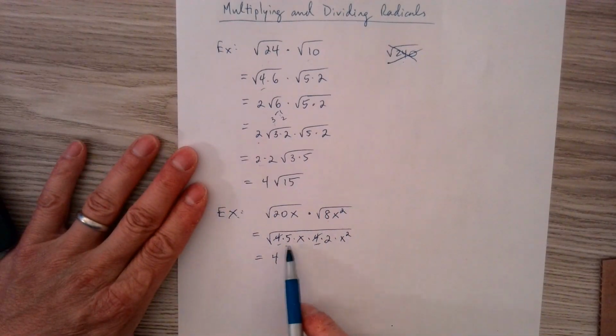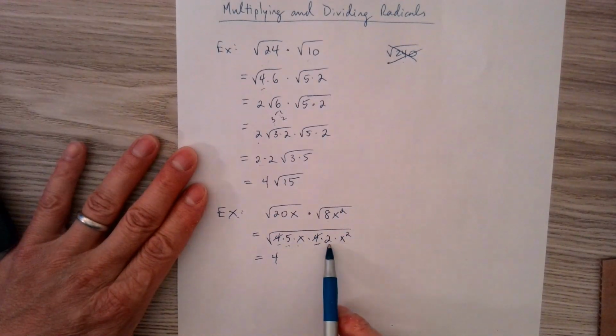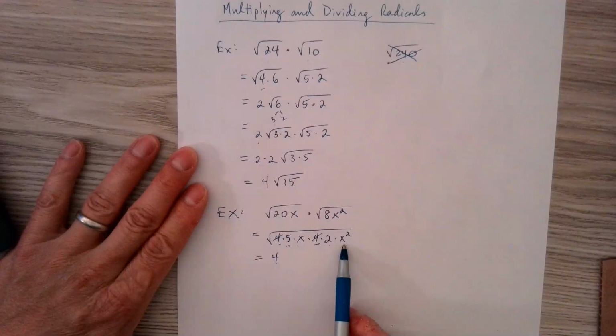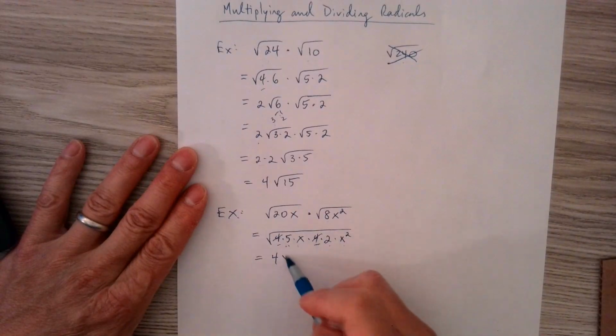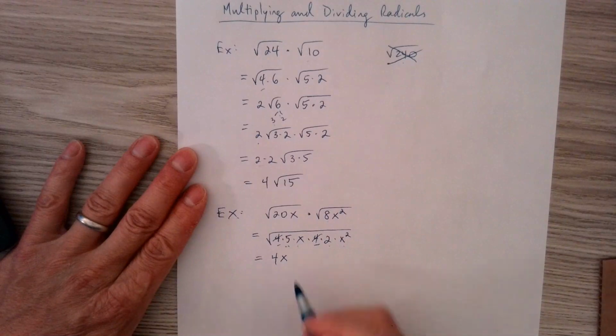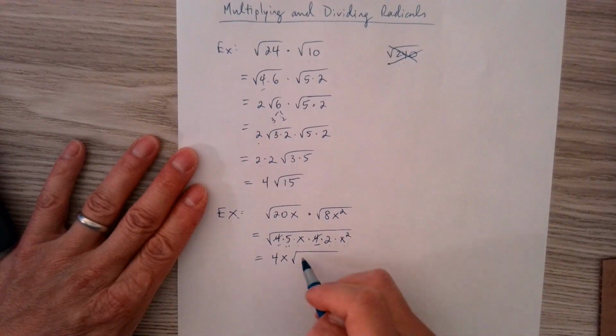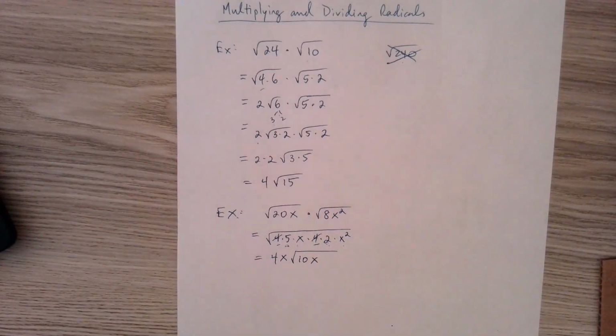And there's nothing I can do with the 5 or that x or that 2, but I can simplify square root of x squared. That's just x. So x comes out and everything else stays. And I'll recombine the 5 and the 2 to make 10, followed by the x. And there we have it, 4x rad 10x.